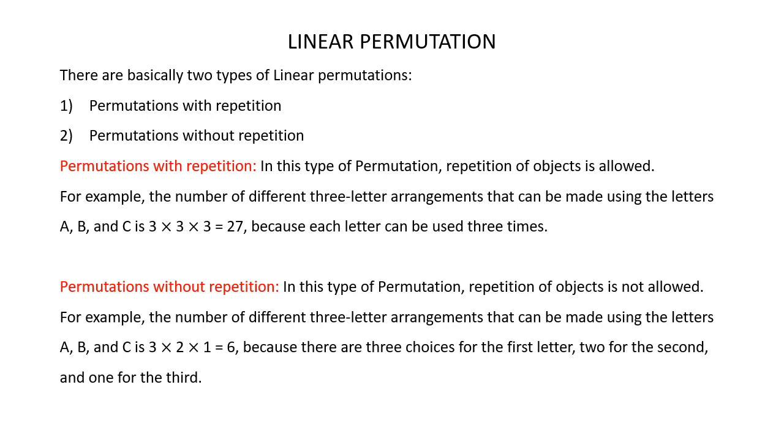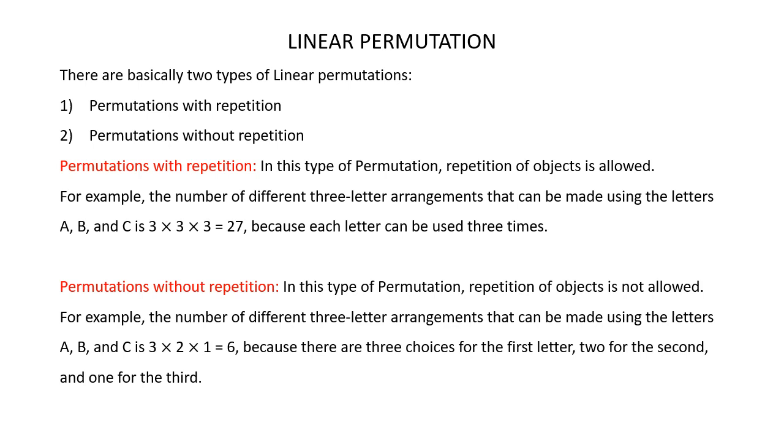Let's now understand in detail about linear permutations. There are basically two types of linear permutations: permutations with repetition and permutations without repetition. Let's understand these two types of linear permutations. Permutations with repetition. In this type of permutation, repetition of objects is allowed. Now let's understand permutation with repetition with the help of an example.